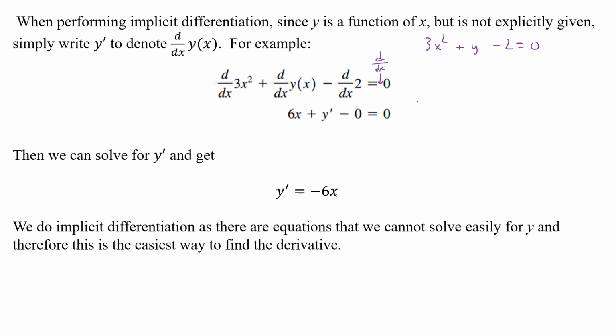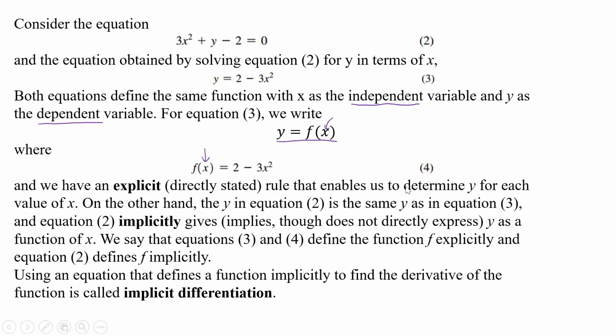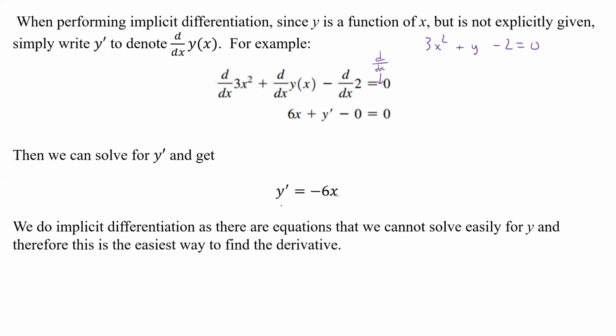Would that be the same as what we did over here if we could do it? If we found f prime of x directly, that's just going to be negative 6x. So if we solve for y, we could get that directly with explicit differentiation. With implicit differentiation, we eventually get the same thing, but we go through slightly different steps. The reason we do this is that sometimes we get equations that we can't easily solve for y, and therefore this is really our easiest way to find the derivative. Okay, let's stop there and we'll come back for an example.